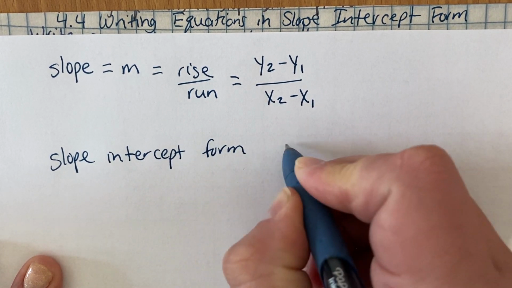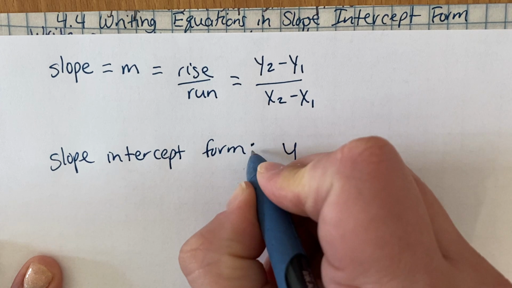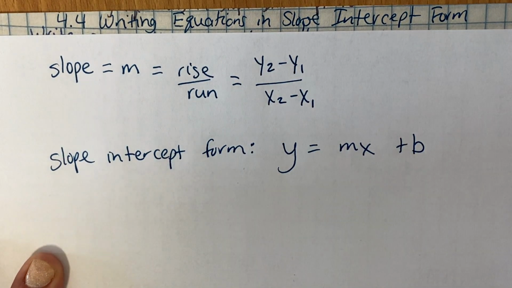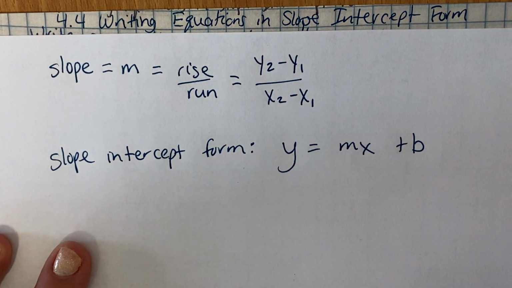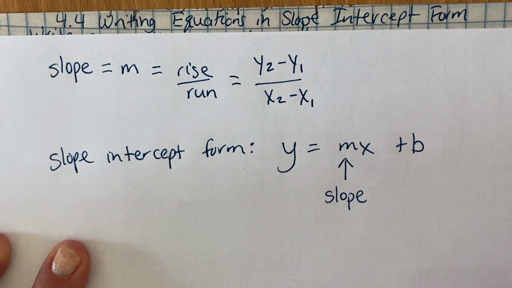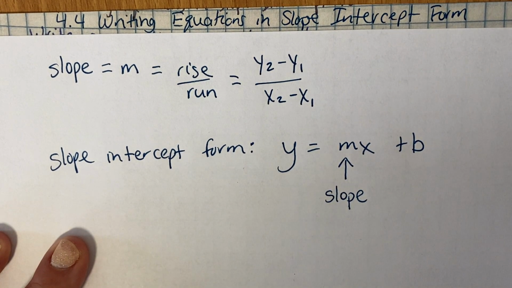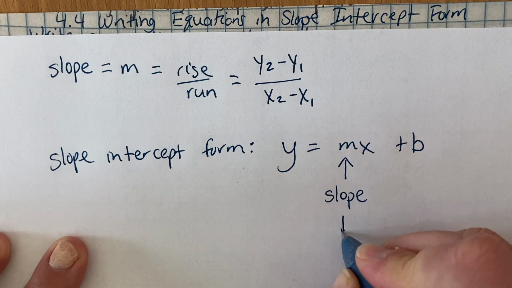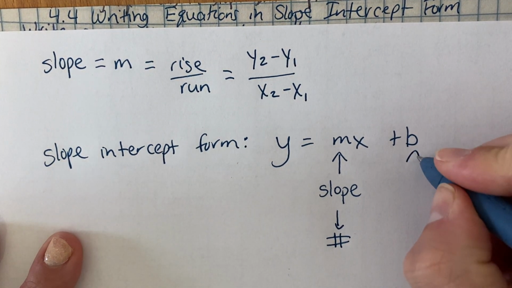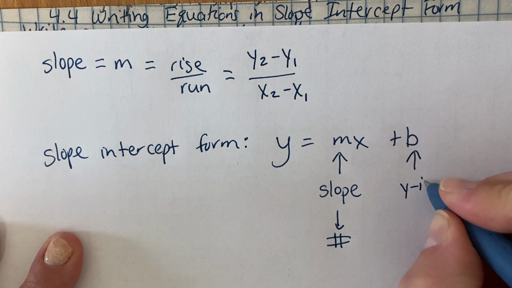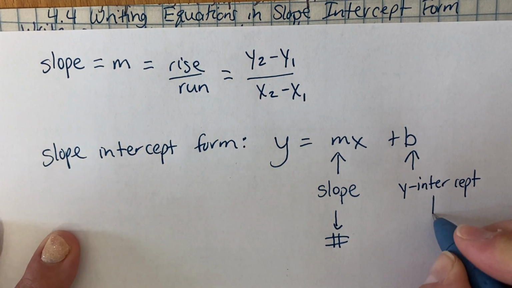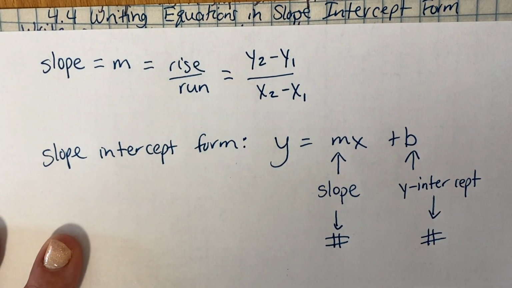looks like this. y equals mx plus b. Okay, where your m is the slope, and that should be a number. There should be a number filled in there. Okay, and your b is your y-intercept, and there should be a number filled in there.